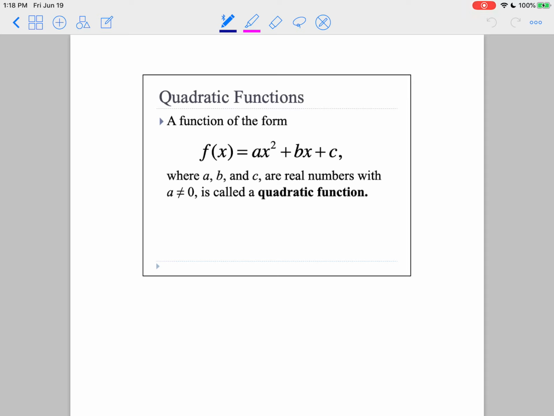a, b, and c are real numbers, and a can't be 0 because if this term goes away, then we're just left with a linear function. So a is the only one that cannot be 0. b and c could be 0, so this term could not be there, or this term could not be there, and that's still quadratic as long as you have an x² term and nothing higher than x². Higher than x² are polynomials. Quadratics are a polynomial as well, so are lines technically, but those would be lower order polynomials. That's what we're going to talk about later in these videos.